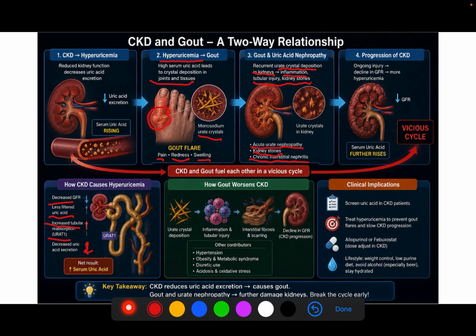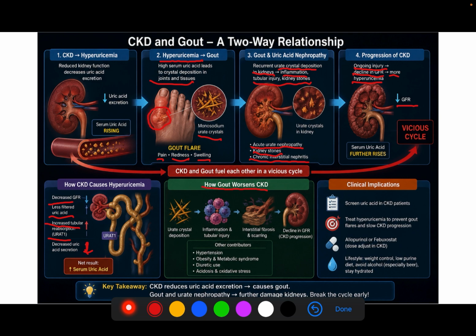And with ongoing injury, there is further decline in GFR, and more hyperuricemia can occur, which further decreases GFR. Thus there is a vicious cycle in which CKD causes gout, and gout further causes progression of CKD. So how does gout worsen CKD?